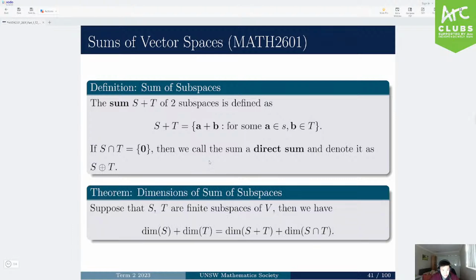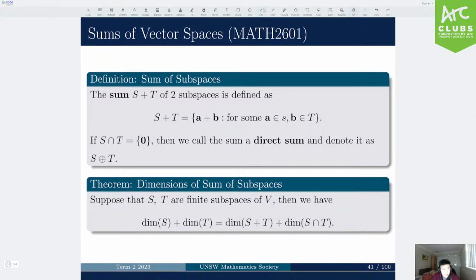And one of our theorems is that we can find the dimensions of sums of subspaces. We have the dimension of S plus the dimension of T, that is going to equal the dimension of S plus T plus the dimension of the intersection.